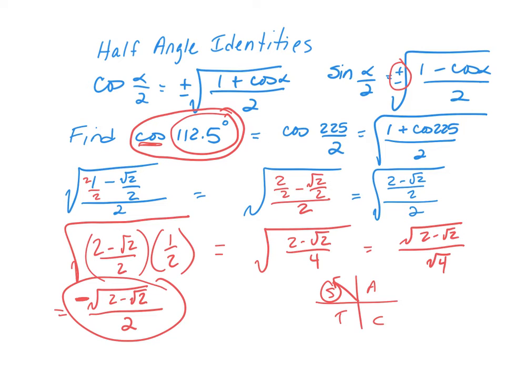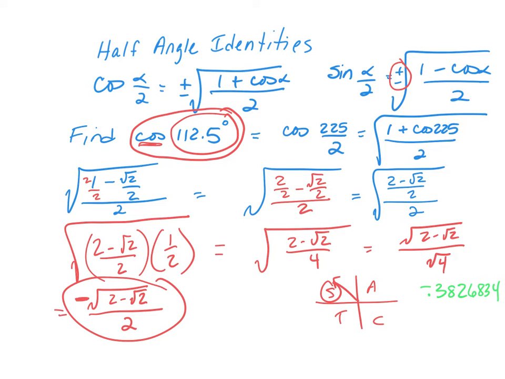What'd you get? Negative 0.383. Keep going. Tell me more numbers. 382683432. Okay, that's good enough.